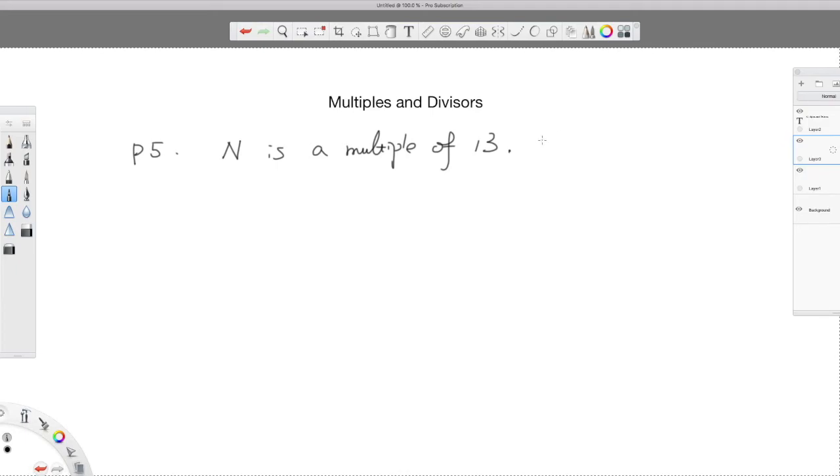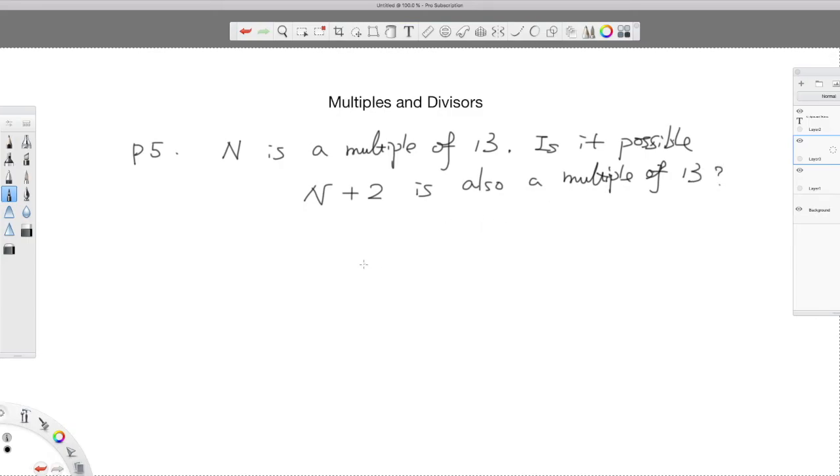But if n is a multiple of 13, is it possible that n plus 2 is also a multiple of 13? Is it possible you can find such an n, such that n is a multiple of 13 and n plus 2 is also a multiple of 13? Think for a few seconds, maybe half a minute. And the answer is no, not really.